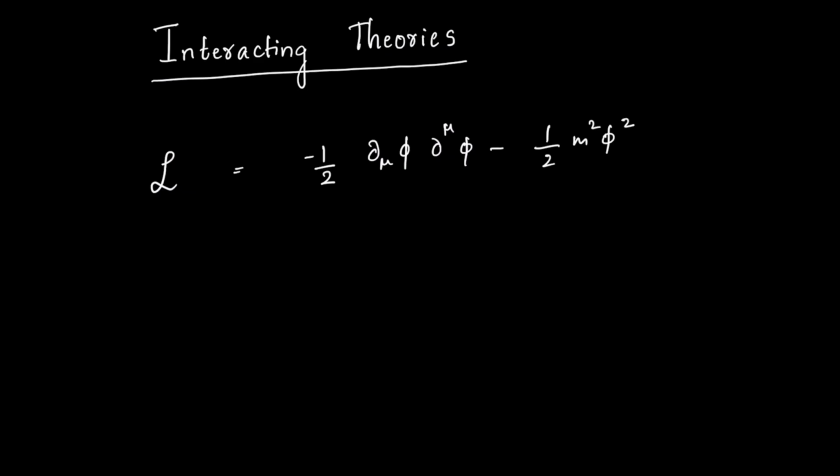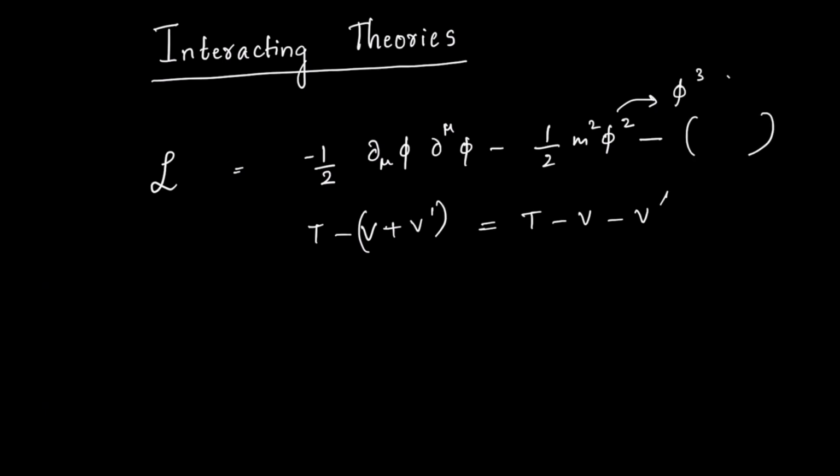Now we have to make it interacting by adding some higher order powers. So the next higher order power will be phi cube, right? So I have to add something. Lagrangian is T minus V. So if I am adding something to the potential, for example V prime, then it will be T minus V prime. That's why I am writing minus here. When I say I am adding to the potential, it will get subtracted from the kinetic energy. Okay, fine.